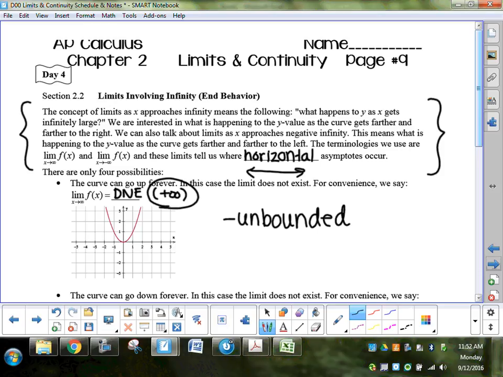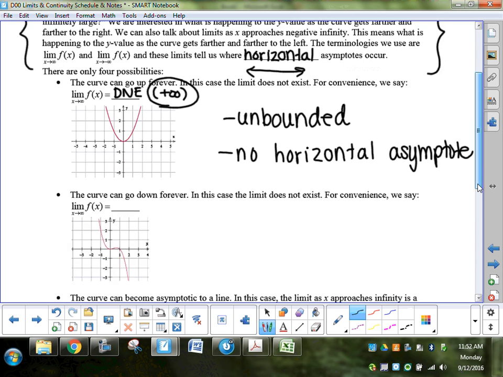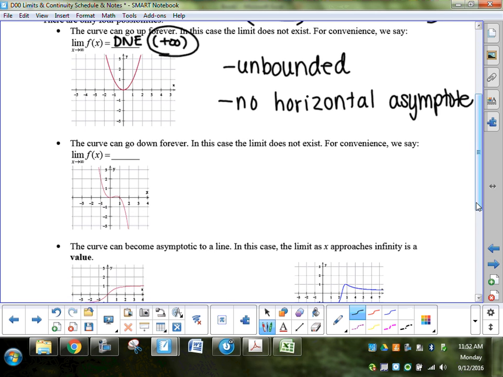And as we go out to positive infinity, does this have a horizontal asymptote? No. It's rising forever. So what's happening as we go out to the right, and that's why you need to know those parent functions, because as I go out to the right, it's going to positive infinity. It's not leveling off ever, it's rising forever. The curve can go down forever. In this case, the limit doesn't exist.